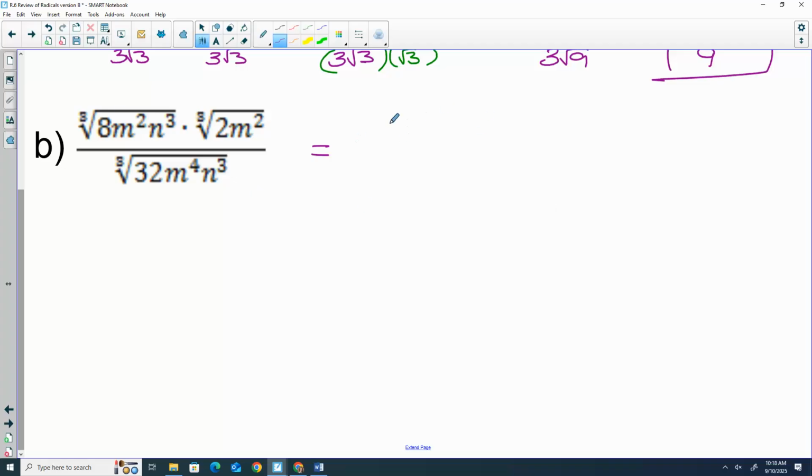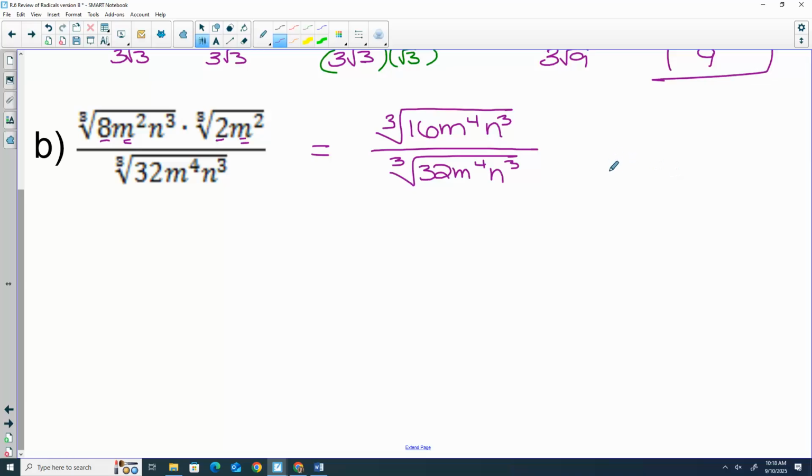On the numerator, both of these are under the cube root, so we can go ahead and multiply them together. 8 times 2 is 16. M squared and m squared would make m to the 4th. And we have our m cubed. On the denominator, 32 m to the 4th cubed. What can I do next? We could divide. Both of those are under a cube root, so can we go ahead and divide those numbers? Absolutely. Let's do that.